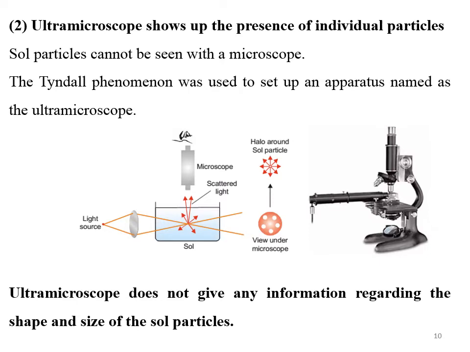Thus an ultra microscope does not give any information regarding the shape and size of the sol particles. It just indicates whether the particles are present or not, but it cannot give any information about the particle size or about the shape of the particles. And similarly, it cannot provide any information about the nature of the material, whether it's silver or gold or copper, whatever it is. It cannot give any information about the nature or the chemical composition of the sol particles.